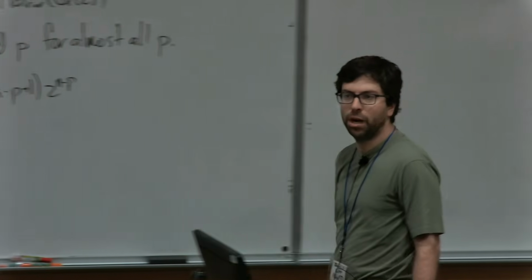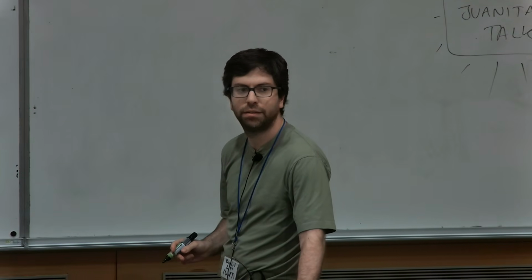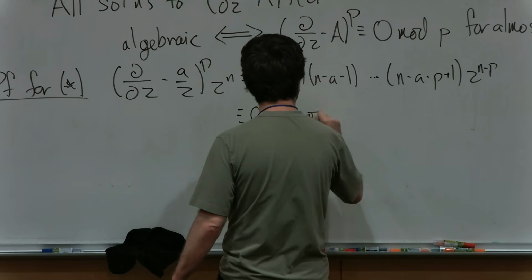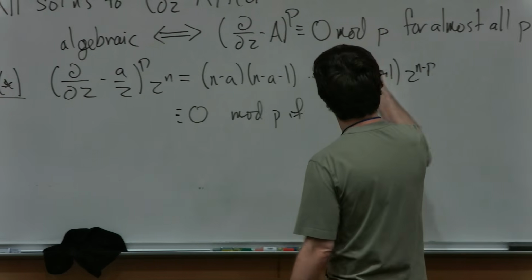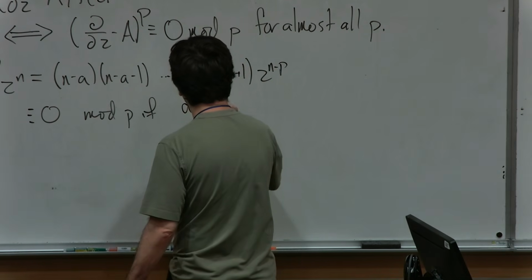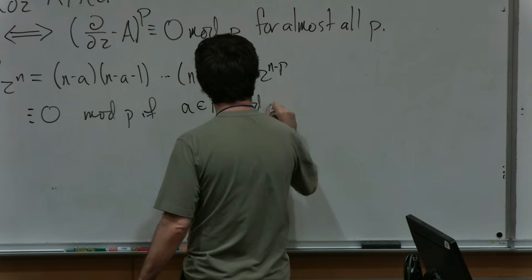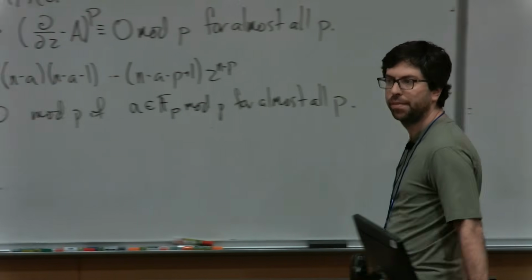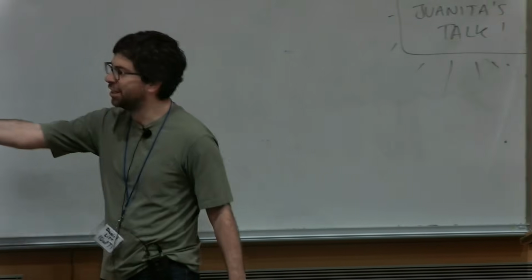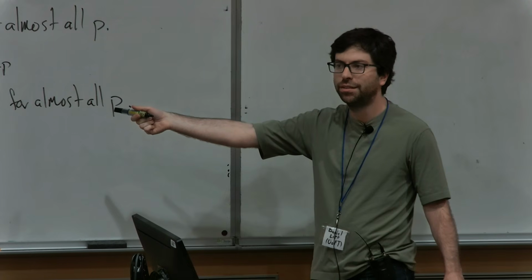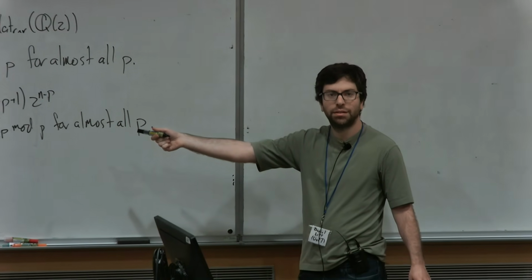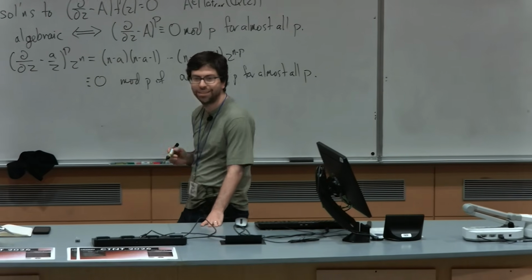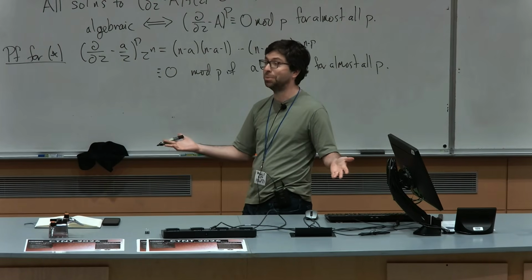And when is this 0 mod p? So this is 0 mod p if, maybe let's assume a is in Q bar, if a is in F_p mod p for almost all p. Okay, and does anyone know why an algebraic number with this property is rational? Yeah, exactly right. So that's a consequence of the Chebotarev density theorem.